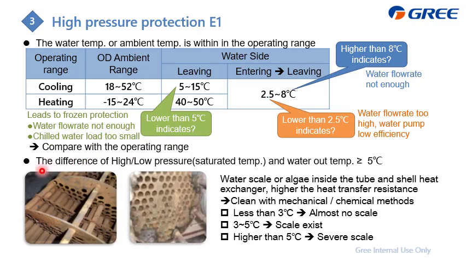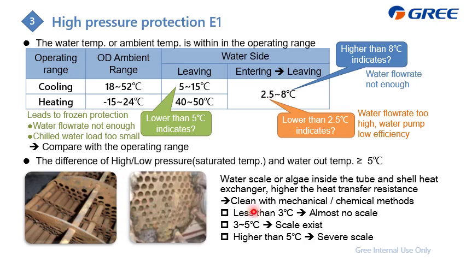And the next is the difference between the high or low pressure and the water out temperature. For cooling, just compare the low pressure and the water out. For heating, compare the high pressure and the water out. If this difference is higher than 5, that means too much water scale or air inside. Just like this picture indicates, you can find that this heat exchanger is too dirty or there is too much water scale inside.